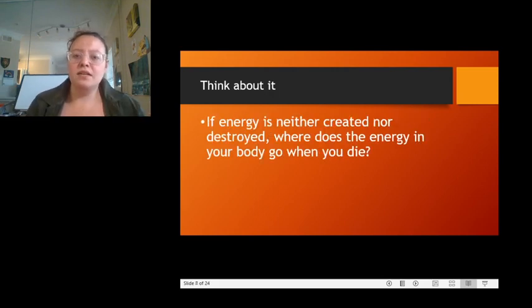So now, if energy can't be created and it can't be destroyed, then when you die, what happens to the energy that's in your body? If you're a scientist, many people believe that that energy gets absorbed by bacteria and fungus and other decomposers, and they absorb what was your energy, all of the carbon in your body, and they use it to procreate themselves. And so it's this huge cycle of energy being transferred.